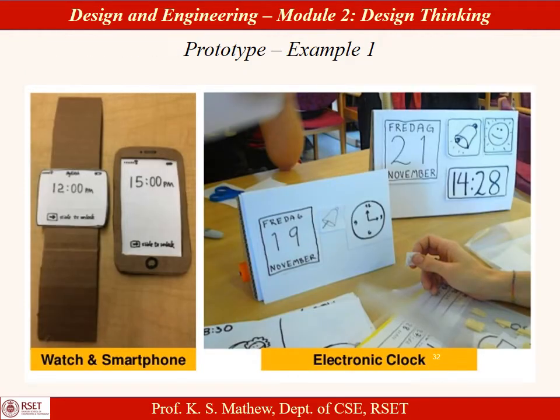So these are some of the examples of prototype in different domains. If you are developing a watch or the smartphone, you can have a 3D model using paper, for example. You can use cardboard, paper, plastic, metal sheets, thermocol. A lot of materials can be used to prepare the 3D model, either in full scale or in a reduced scale of your final product. When the users see the prototype, they will be able to give a lot of feedback, which will help you to further fine tune your product.